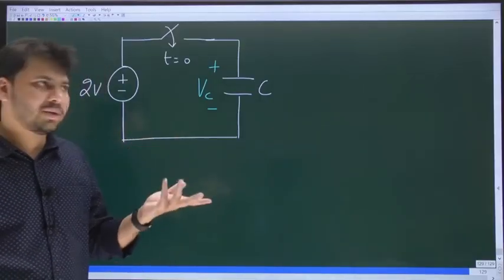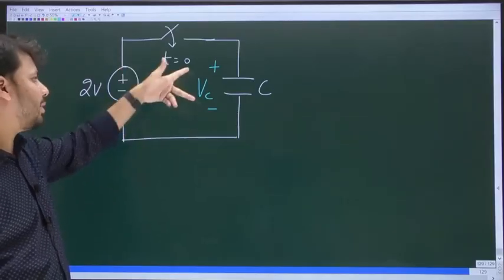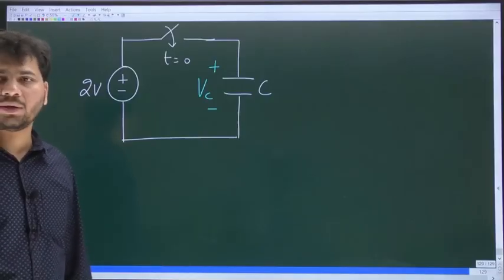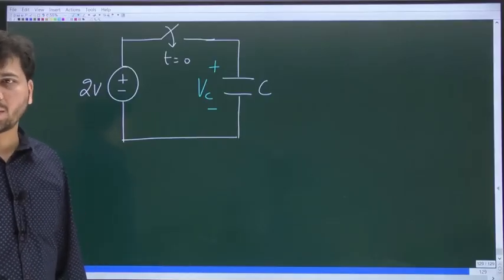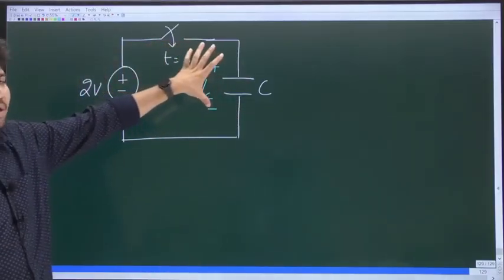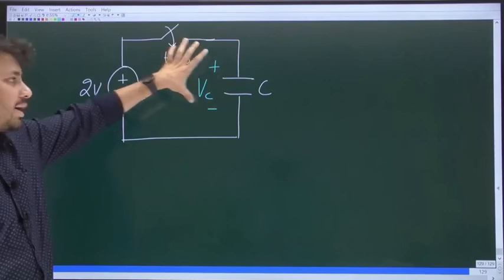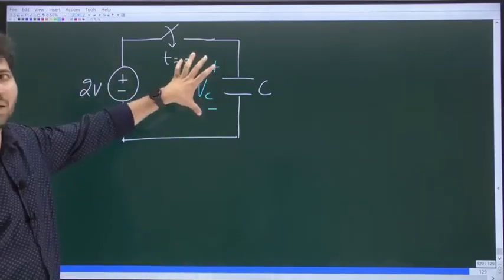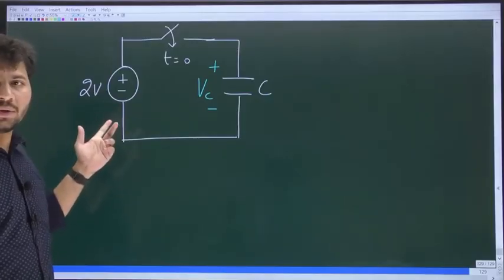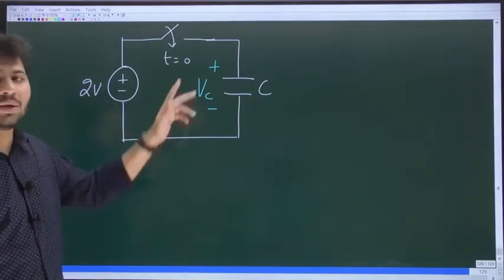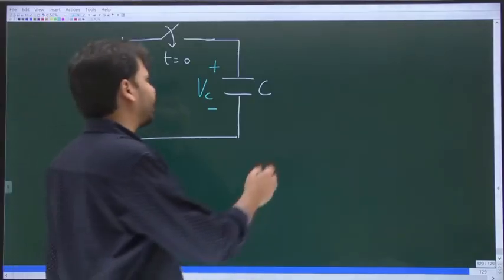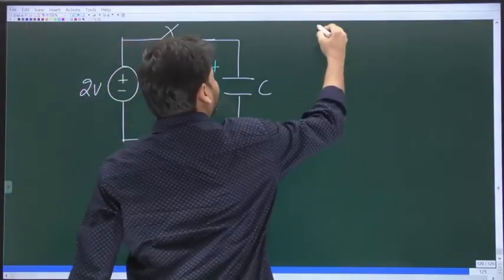So you already know that when you close the switch, immediately the value of VC becomes 2 volts. Do you all agree with that? When you close the switch, the capacitor will be connected directly across the voltage source, which means whatever value of voltage the voltage source has, the same voltage will go to the capacitor. Immediately VC will become 2 volts.